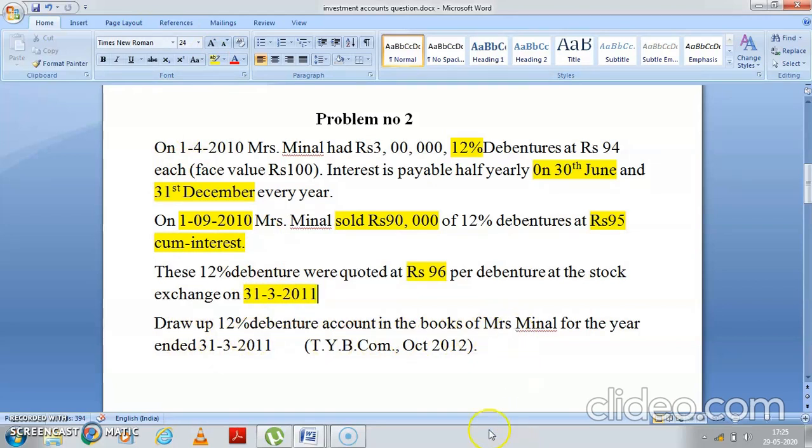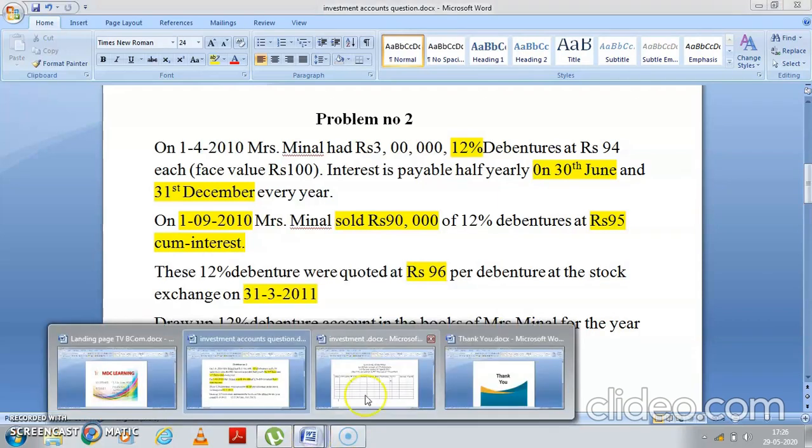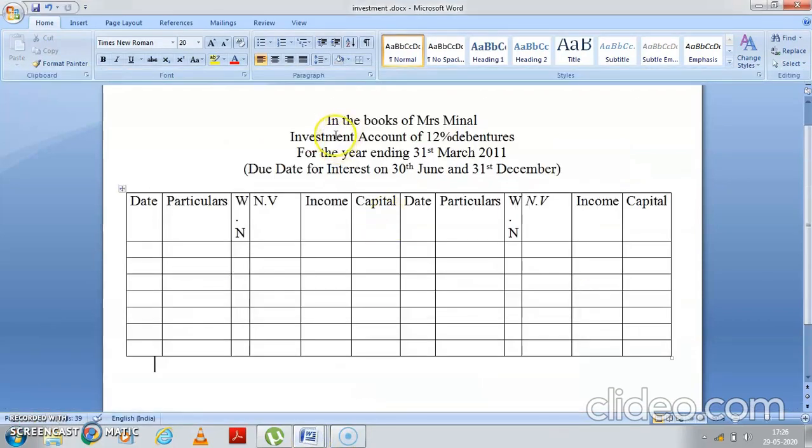Now, as I have told you, you have to draw the pro forma. So let's understand the pro forma. See, in the books of Meenal, investment account. What is the investment? 12% debenture. They have not given the company name, so you don't have to go ahead. For the year ended 31st March 2011, the due dates of interest are 30th June and 31st December.